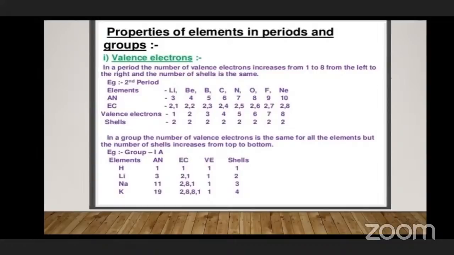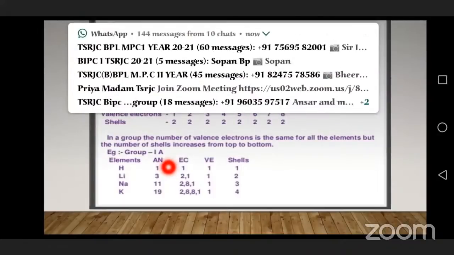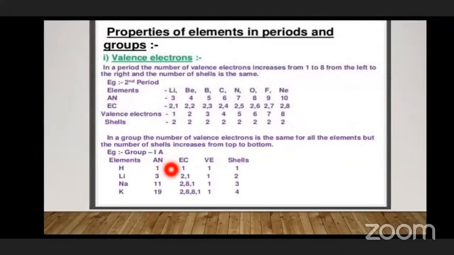Now, observing the first group itself: what is the first group? We know it is the alkali metals. In this group, hydrogen is the first element, then the next element is lithium, after that sodium, after that potassium. Atomic numbers: hydrogen atomic number 1, lithium 3, sodium 11, and potassium 19.